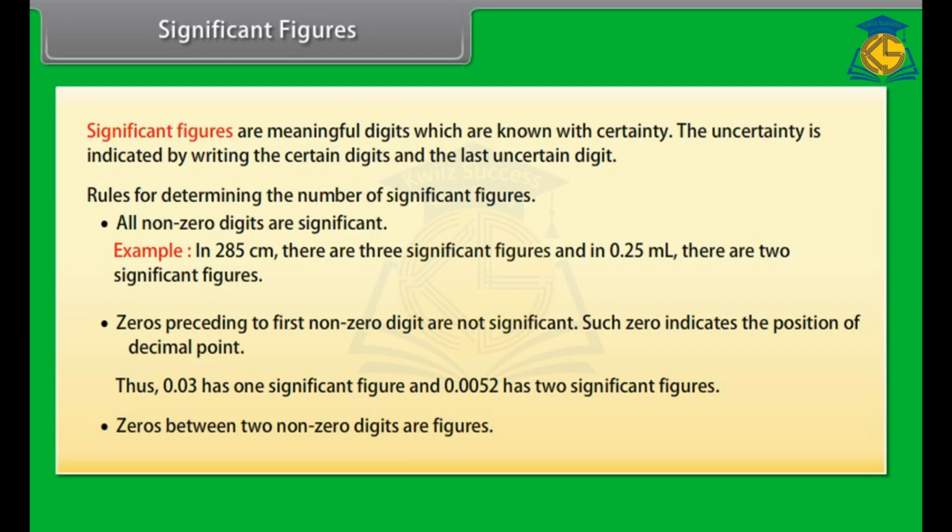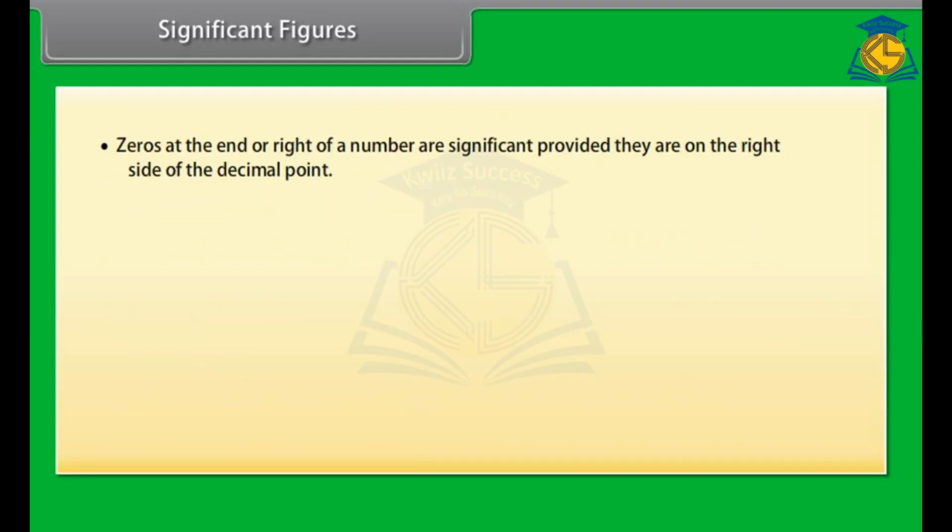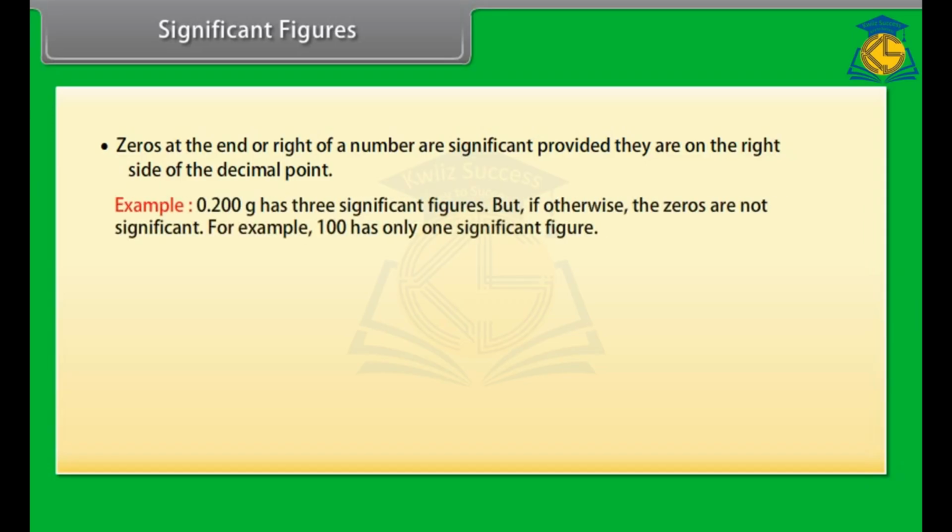Zeros between two non-zero digits are significant figures. Zeros at the end or right of a number are significant provided they are on the right side of the decimal point. Example: 0.200 gram has three significant figures. But if otherwise, the zeros are not significant. For example, 100 has only one significant figure.